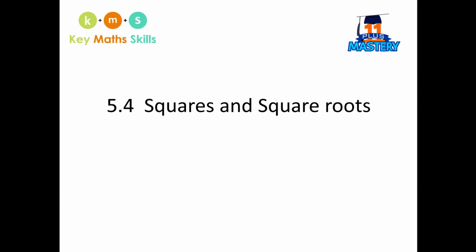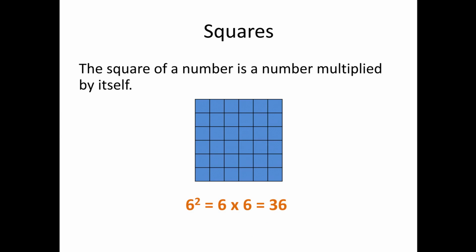Squares and square roots. The square of a number is a number multiplied by itself. So here I have 6 times 6. So I have 36 small squares. I can write 6 squared like this. I write a square as a little 2 up the top, so that is referred to as 6 squared, which means 6 times 6, which is 36.